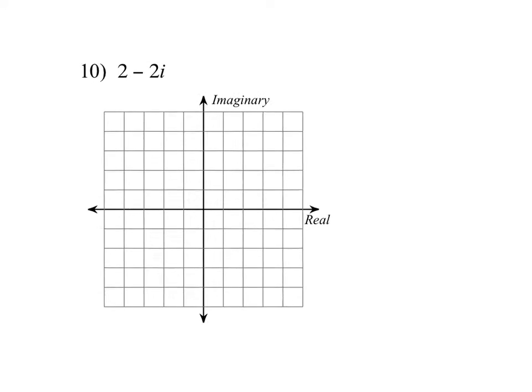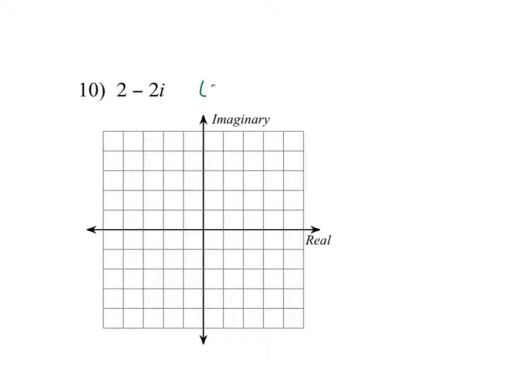So the next one, again, I have 2 and negative 2i, so that means that I'm graphing 2, negative 2. So 1, 2, and 1, 2, and that's the point 2 minus 2i.